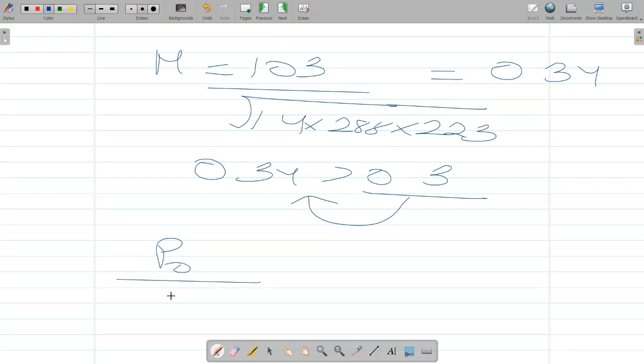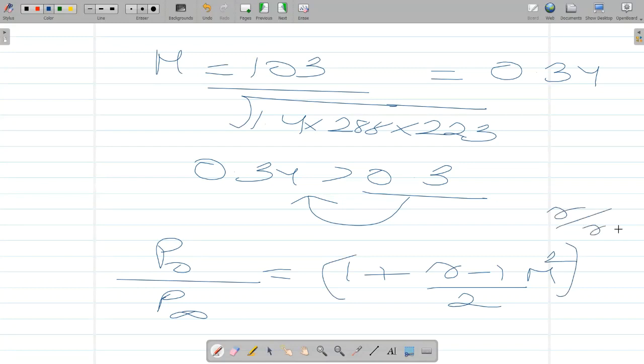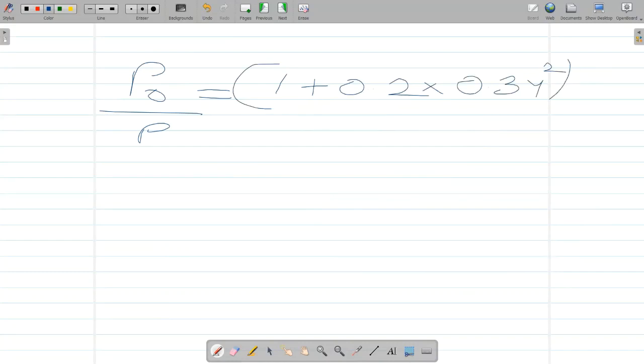I need to use the gas dynamics relationship where P naught by P infinity is given by 1 plus gamma minus 1 by 2 M square, whole power gamma by gamma minus 1. So the P naught is the stagnation pressure and P infinity is the static pressure. So P naught by P is equal to 1 plus, gamma minus 1 by 2, that is 1.4 minus 1 by 2, which is 0.2, times Mach number 0.34 squared, and whole power 1.4 by 0.4.